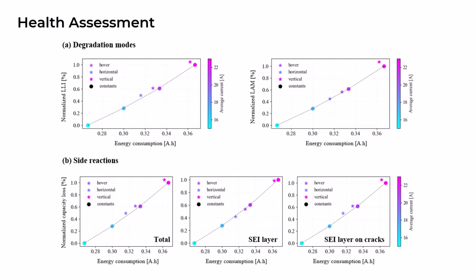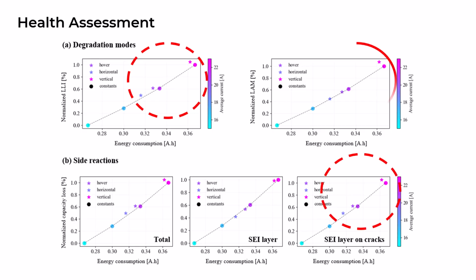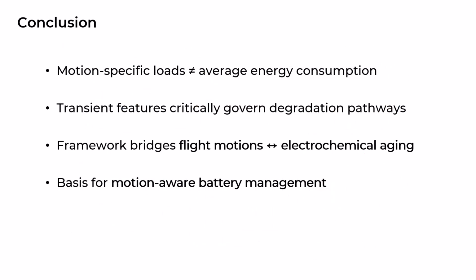Here is the degradation analysis result. First, all motions cause fluctuations that induce extra microcrack formation. Second, only vertical motion triggers severe particle cracking, leading to active material loss due to large amplitude peaks and high stress. In conclusion, motion-specific loads drive degradation differently from average energy use, mainly through transient current features.